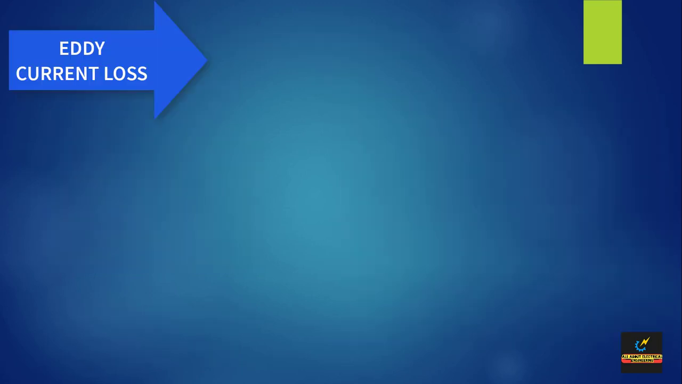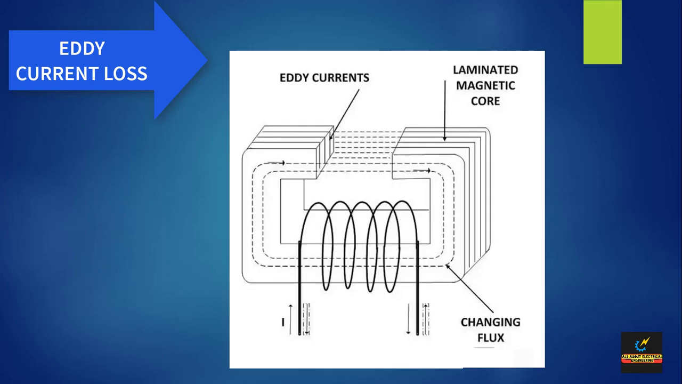Now we see what is eddy current loss. When an alternating magnetic field is applied to a magnetic material, an EMF is induced in the material itself, according to Faraday's law of electromagnetic induction. Since the magnetic material is a conducting material, this EMF circulates a current within the body of the material. These circulating currents are called eddy currents. They occur when the conductor experiences a changing magnetic field.